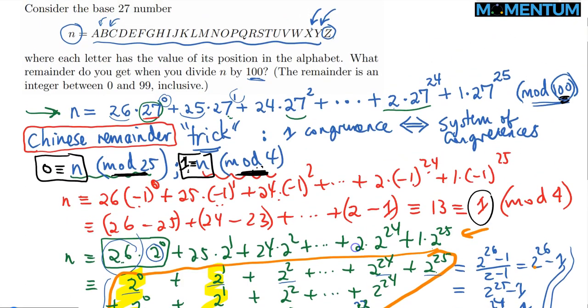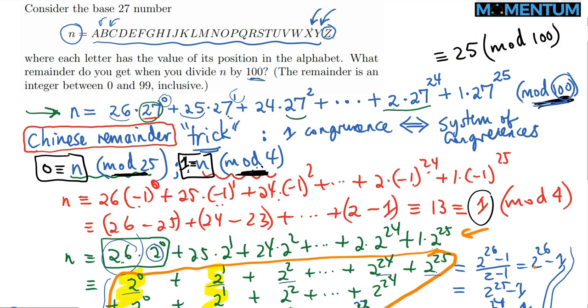That's the answer. So this whole number, if you were to divide it by 100, the remainder would have been 25. 25 modulo 100.